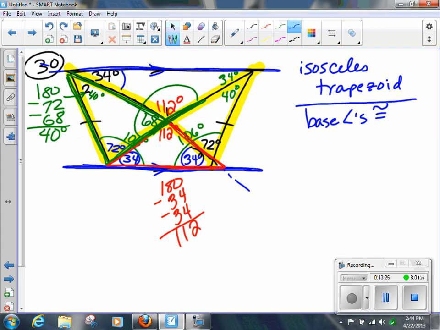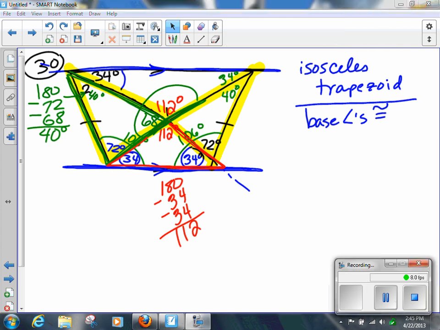Are vertical angles important to you? You better believe it. Are linear pairs important to you? Absolutely. Are parallel lines important? Yes. Folks, we keep coming back to the same stuff and revisiting it. Okay? Does that help on number 30?